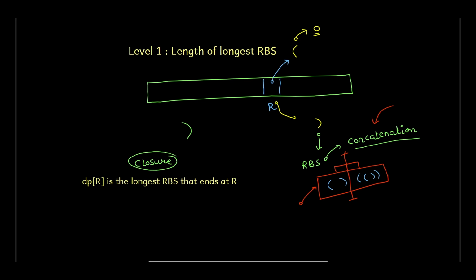What is a closure? A closure is a substring that has all the matching pairs, and that is the smallest such substring. So for example, if you find a matching pair like so, then you can say that this element is a closure for this element. That is, this entire substring is a closure. So you have to find the nearest closure.